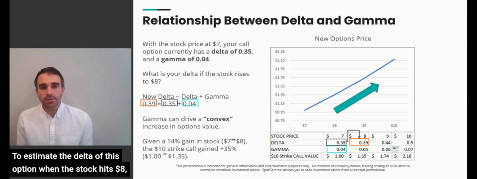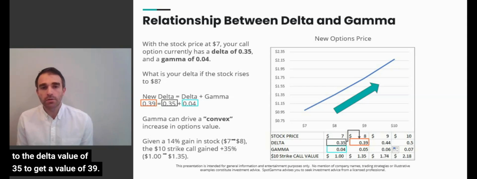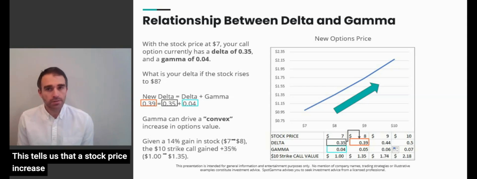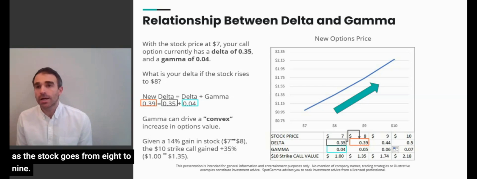To estimate the delta of this option when the stock hits $8, we simply add the gamma value of 4 to the delta value of 35 to get a value of 39. This tells us that a stock price increase makes our $10 call option rise by 39 cents as the stock goes from 8 to 9.